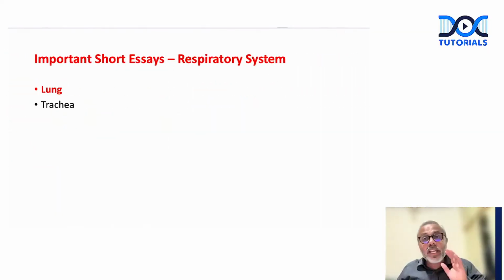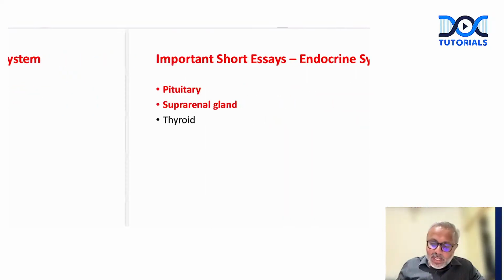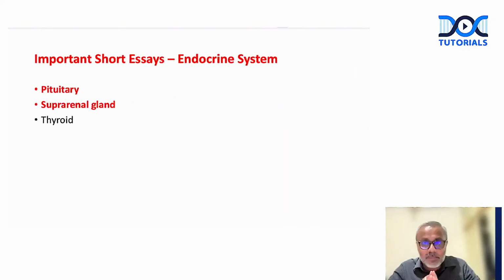Then in the respiratory system, the short essay that you may often get is on the anatomy of the lung, the histology of the lung, right? Apart from this, trachea could be an important 3-marker question. There is nothing much to describe in trachea, but lung is a definite 5-marker question. Done?